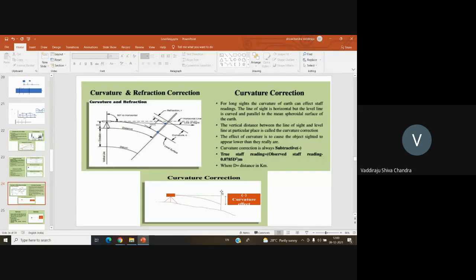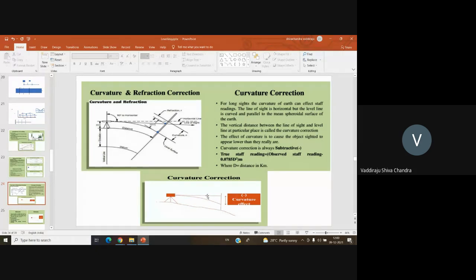When I place my staff at this point, the line of sight is horizontal. It is bisecting the staff here. I'm getting this staff reading. But what is the RL? This is the RL because this is the level line, right? So I need to subtract this one in order to get the correct reading. This should be the actual staff reading at this point. If you subtract this, you'll be getting the RL of this point.